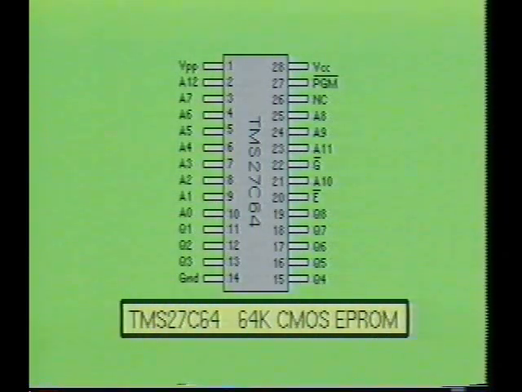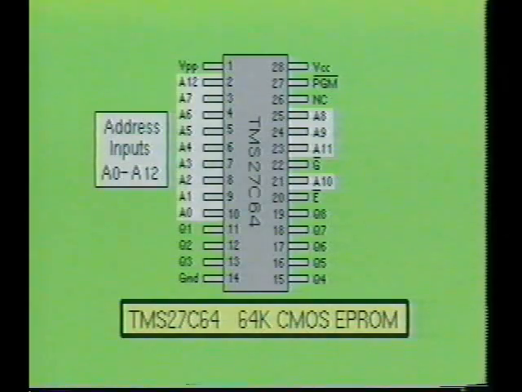Here you see the pinout for the Texas Instrument TMS27C64, which is a typical CMOS EEPROM IC. This chip is referred to as a 64K EEPROM since it is capable of storing 8,192 8-bit words, which is approximately 64,000 bits.